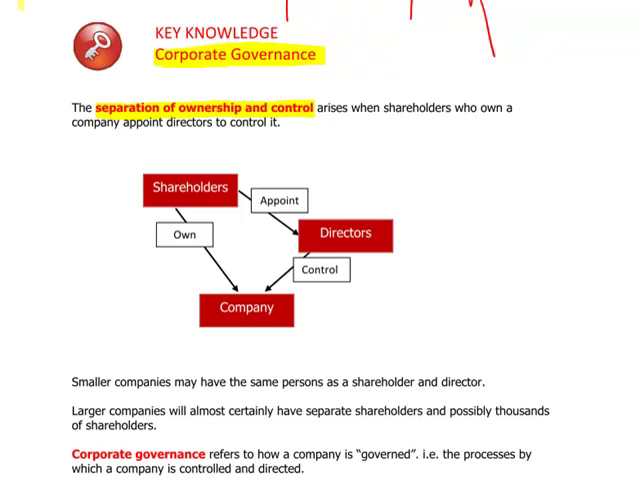In other words, if we look at this diagram here, the shareholders own a company. So they physically own it. They own the shares. It's their company. But they appoint the directors who then control the company on a day-to-day basis. So we have a separation between the shareholders that own a company and the directors that control a company.